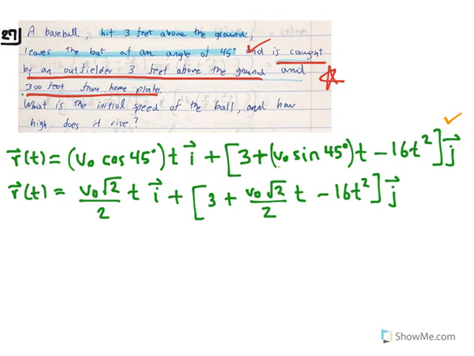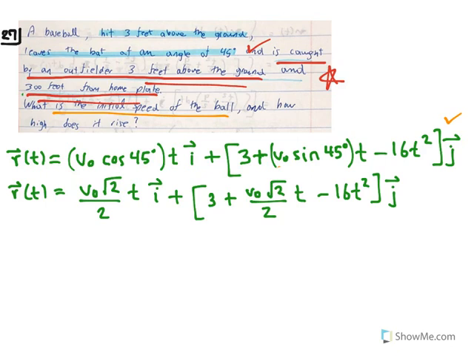Once we have that information, we can complete our position vector, and then we can use it to answer the question of how high does it rise. So what we need to do now is the following. This baseball is hit, and then at a later time, it is caught by an outfielder, and we know where the catch is made, 3 feet above the ground and 300 feet from home plate. But we don't know the time at which this is happening. We know it's after the ball is hit, but at what time does this happen?